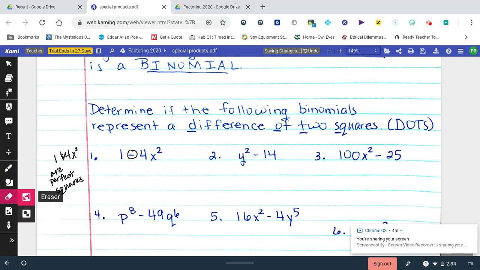I'm going to write this better because I don't know what that is. Okay, can you move? Okay, it froze on me. Okay.